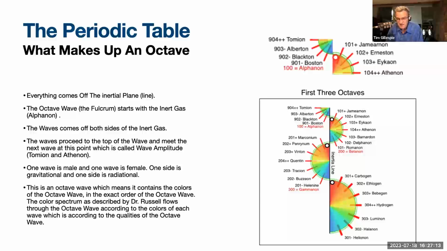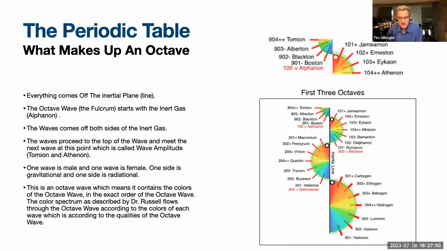The elements are all numbered either 101 plus, 102 plus, 103 plus, 104 plus plus, which signifies the meeting of two waves at wave amplitude, centered by God, the secondary vertical inertial plane. And then it will proceed in the downward direction, 103 minus, 102 minus, 101 minus, and then it will hit the inert gas, 200 Betnon. So that's how an octave works.